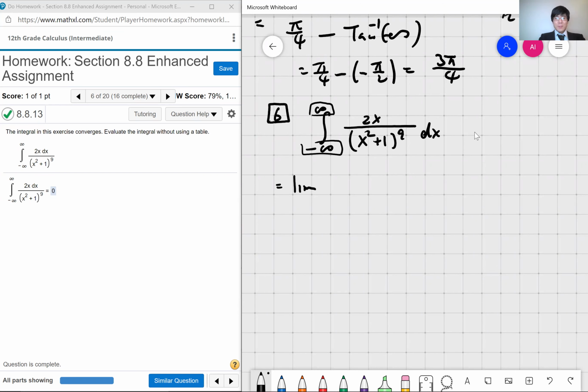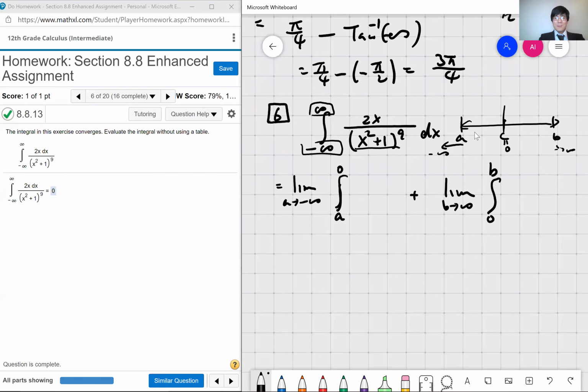So let's split into two pieces. This is well defined everywhere. The domain is every real number, so there are no vertical asymptotes in between. So let's consider this as the integral from a through c and c through b, with a going to negative infinity and b going to infinity. And c can be any number, so let's just pick 0 for simplicity. So split into two pieces, a through 0 and 0 through b.